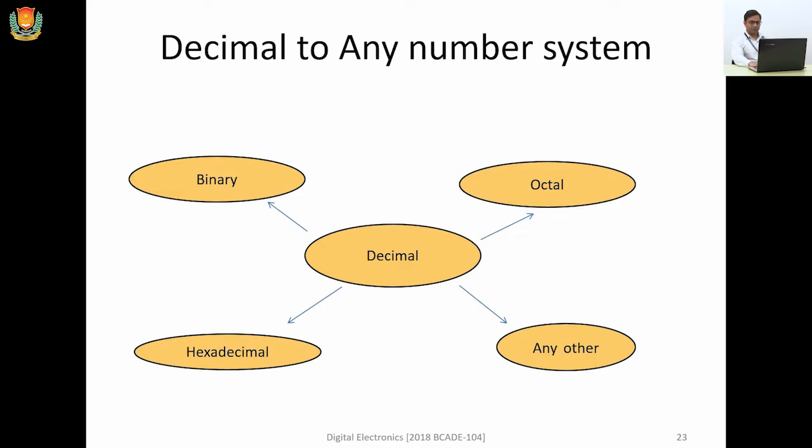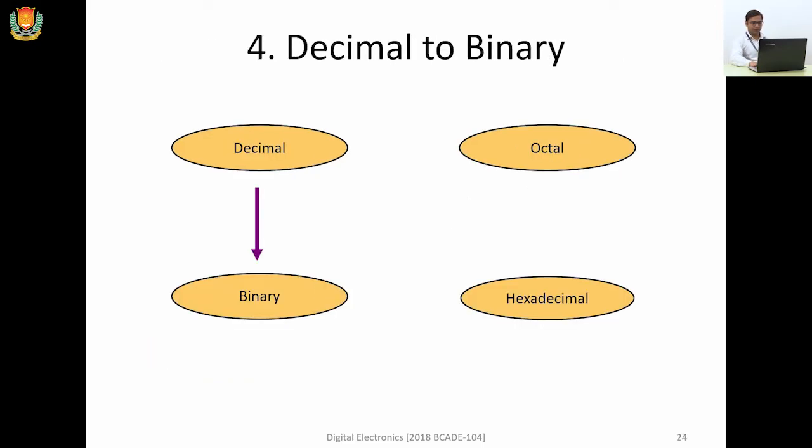The second conversion is decimal to another number systems. Another number systems are binary, octal, hexadecimal, or any other number system.